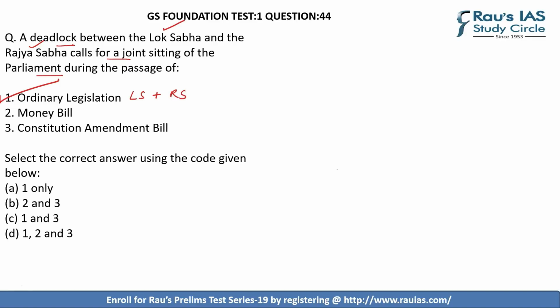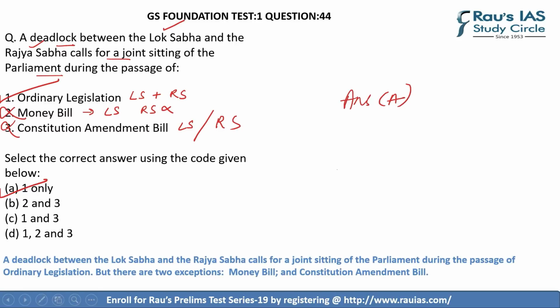However, in the second statement, money bill is incorrect because money bill is only introduced in Lok Sabha and Rajya Sabha plays no role in it. Thirdly, Constitution Amendment Bill is also incorrect because there is never a joint sitting of Lok Sabha and Rajya Sabha, as the bill is either introduced in Lok Sabha or introduced in Rajya Sabha. Hence, our final answer would be option A, that is one only. Please also have a look at the explanations.